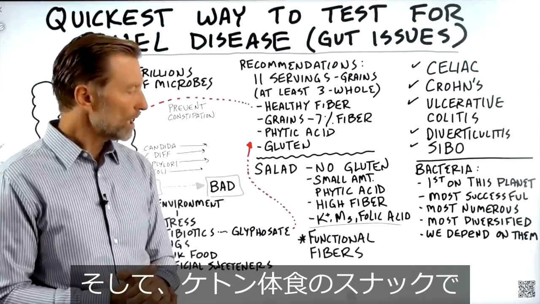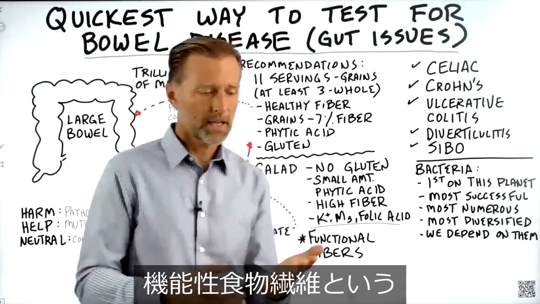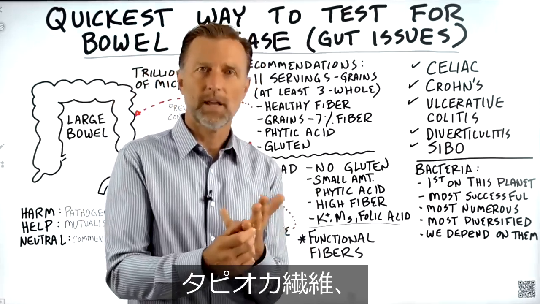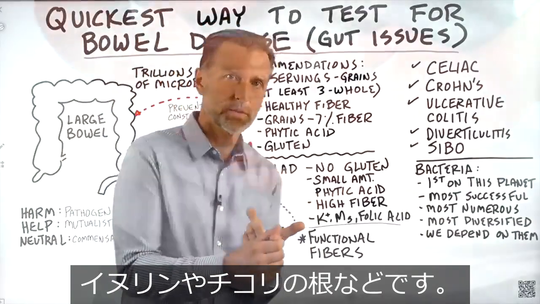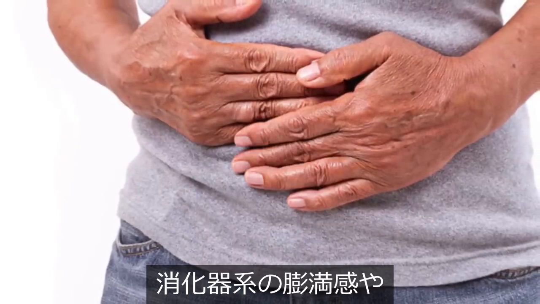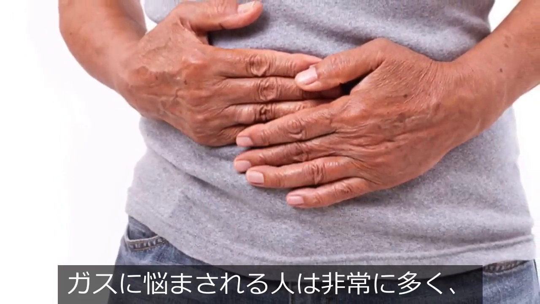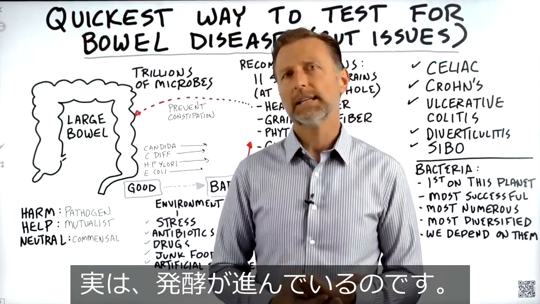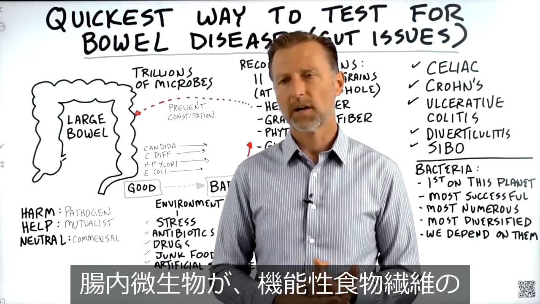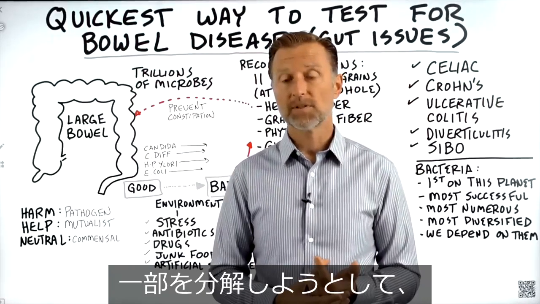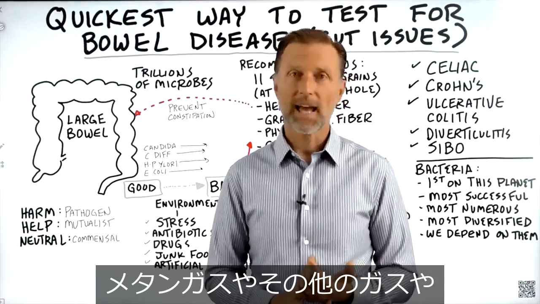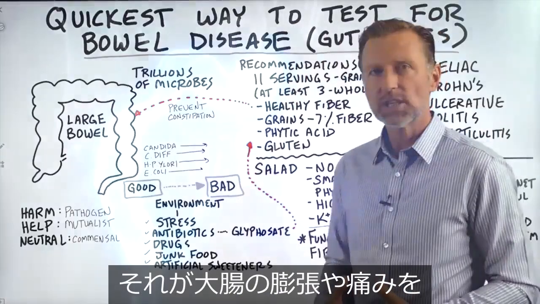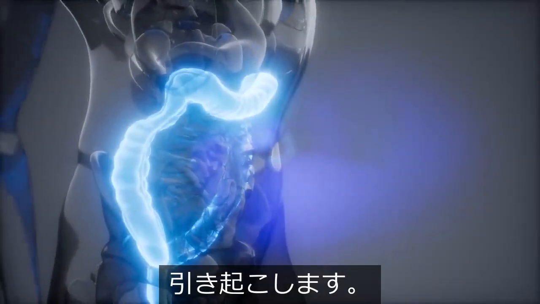And then you have all these new functional fibers they're talking about in all the keto treats, like the soluble corn fiber and the tapioca fiber and the inulin and the chicory root, okay? With so many people having digestive bloating and gas from these products, it's just off the chart. So what is happening in the colon that's creating all this bloating and gas? Well, you're getting this fermentation, okay? These microbes are attempting to break down some of these fibers, and they're releasing a lot of methane gas and other gases and all sorts of things that are creating distension and pain in your colon.